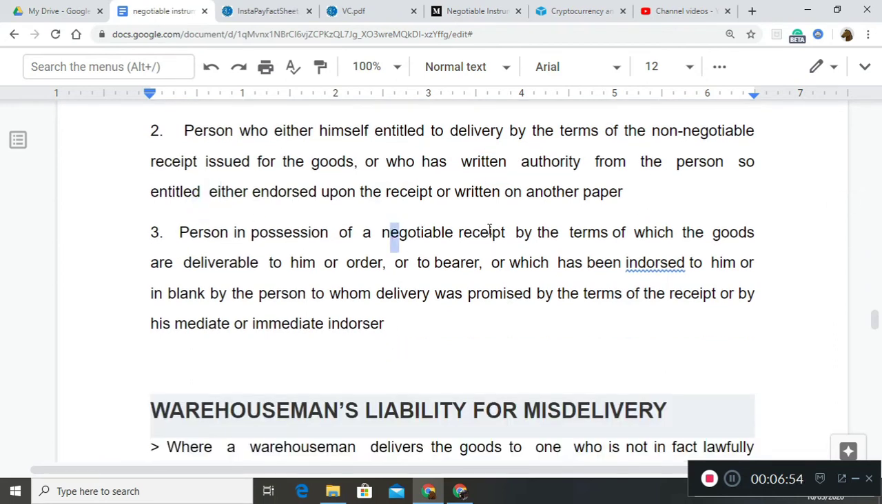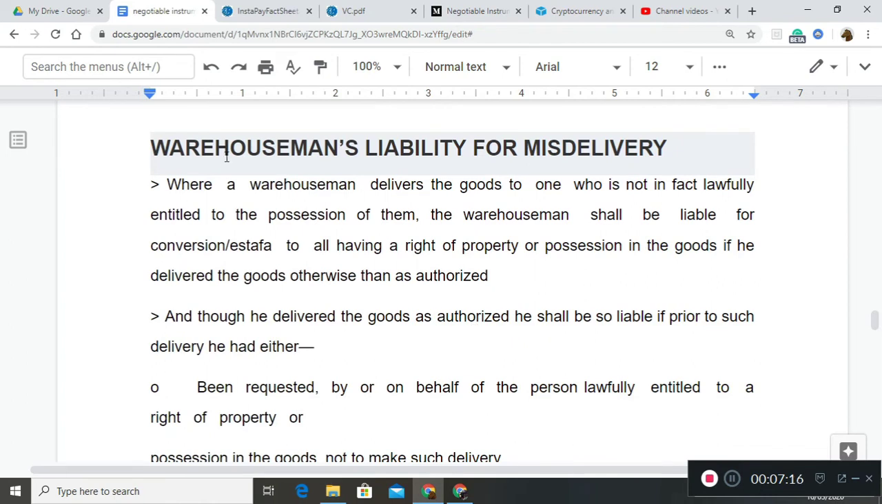If it's a negotiable receipt, then the person in possession of the receipt by the terms of which the goods are delivered to him or order or to bearer, or which has been endorsed to him or in blank by the person to whom delivery was promised.